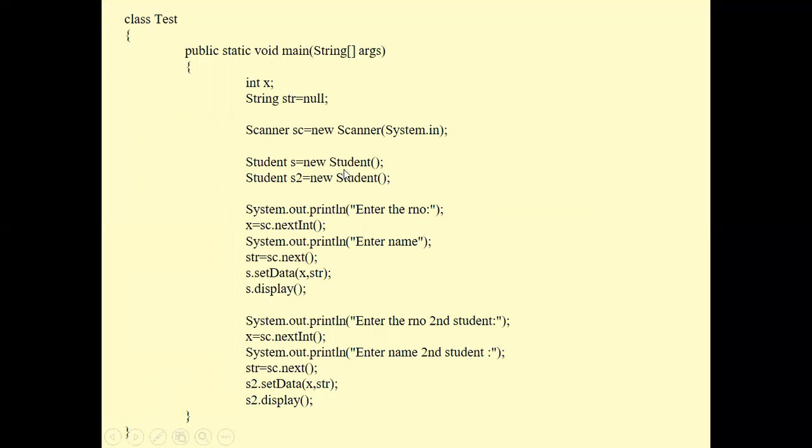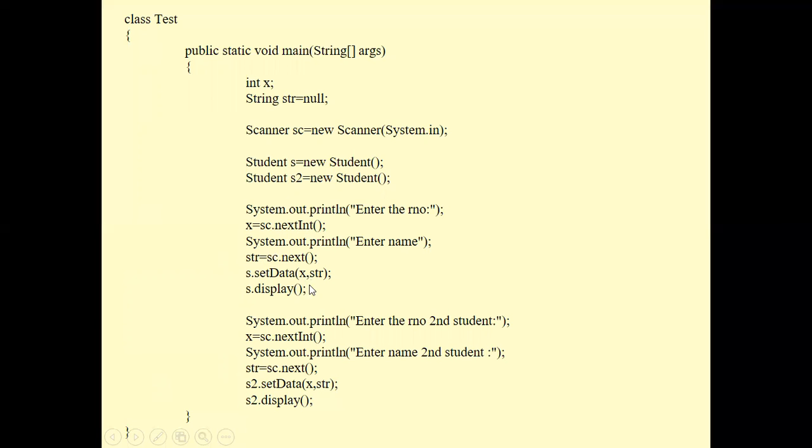Now, a Student object is created. The first Student object is created. Name of that object is s1. Second Student object is created and name of that object is s2. Now, using the Scanner class method nextInt, register number of the student is read from the keyboard and stored in the variable x. Then, using the Scanner class method next, a string, that is name of the student, is read from the keyboard and stored in the variable str.